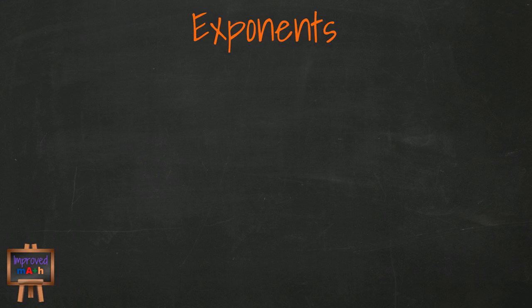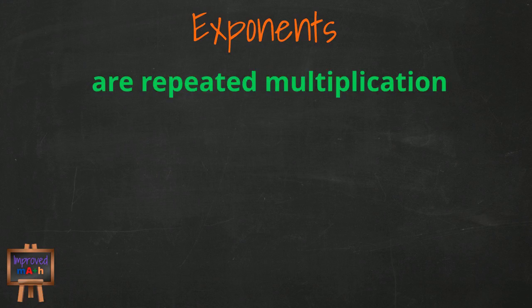So you know how multiplication is the same thing as repeated addition? For example, 4 times 3 is the same thing as adding 4 3 times. 4 plus 4 plus 4. Well, exponents are a math operation that tells us to take a number and multiply it by itself a certain number of times. So basically, it's repeated multiplication.